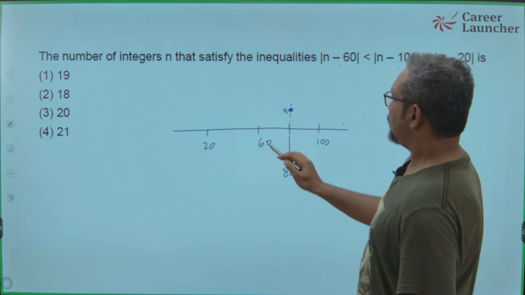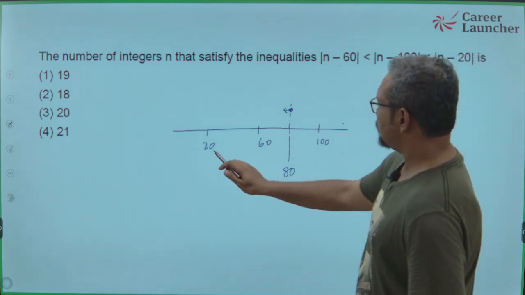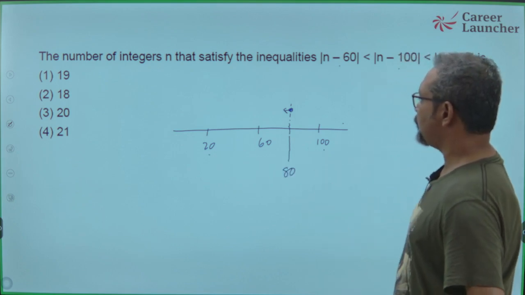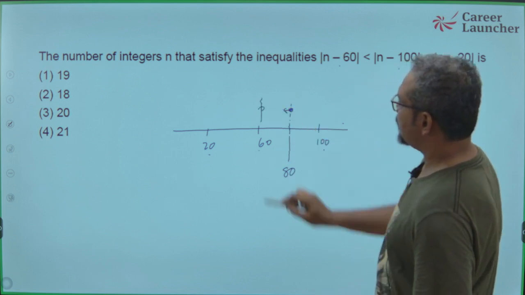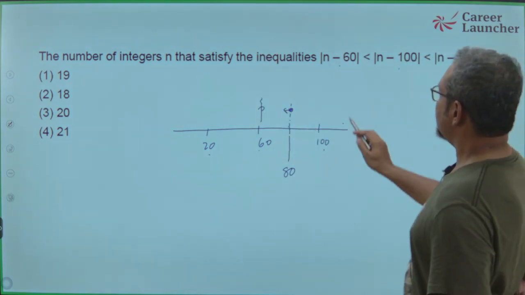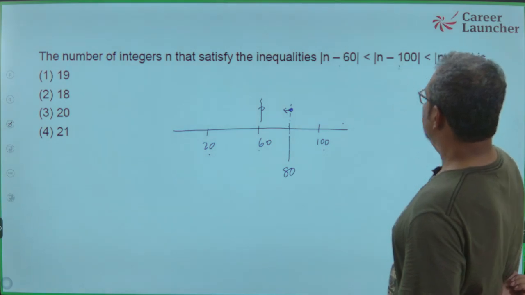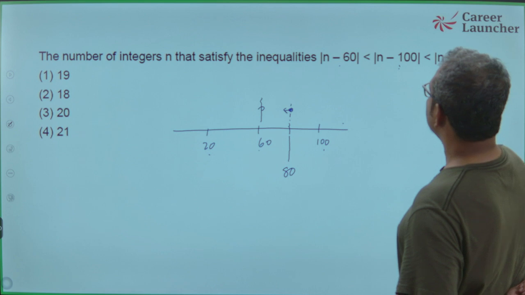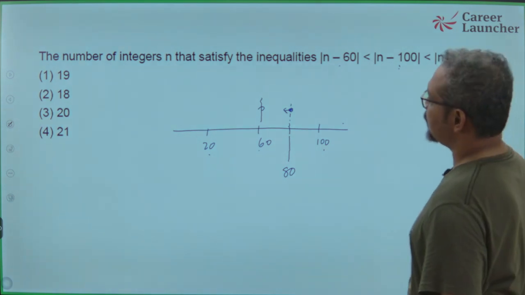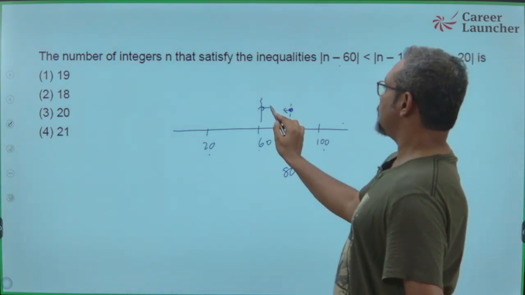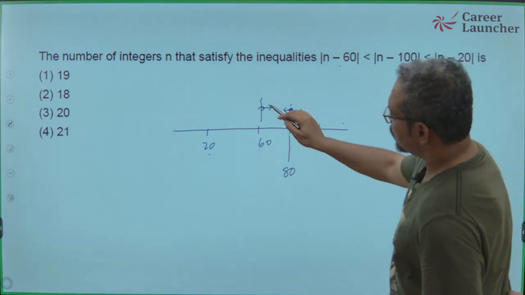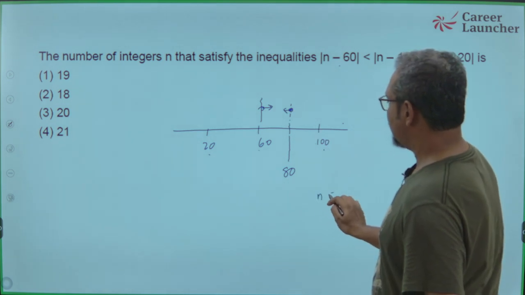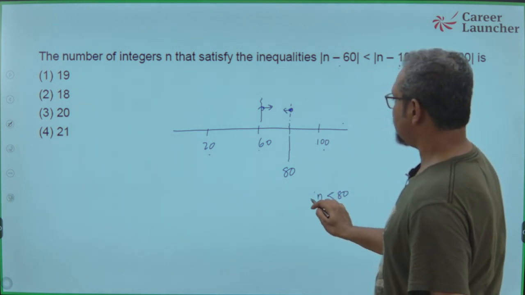And if you observe 20 and 100, the average value is 60. So if I reach 60, that means n is 60, then n minus 100's gap, this one 40 and this one 40 will become equal. So I cannot reach that gap. I have to stay towards this side so that n minus 20 becomes bigger. So my set of values would be for n less than 80, greater than 60.